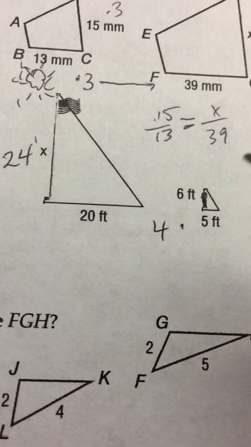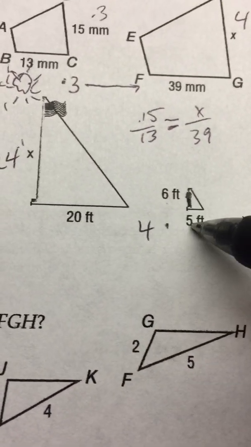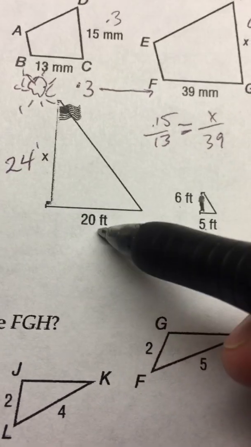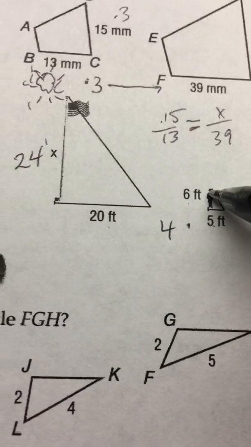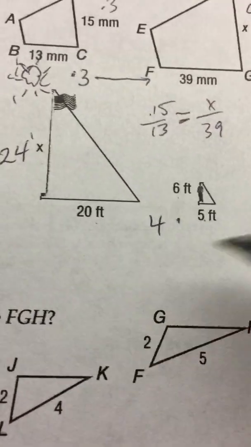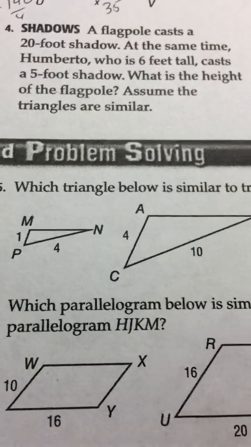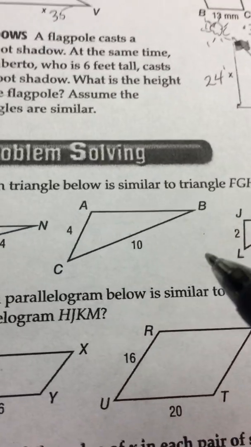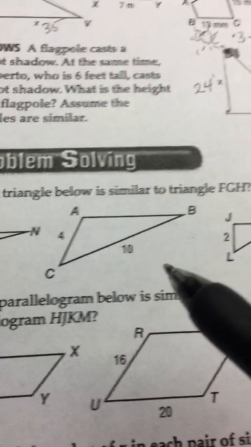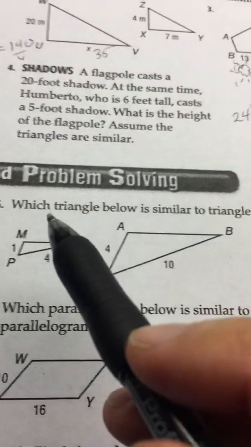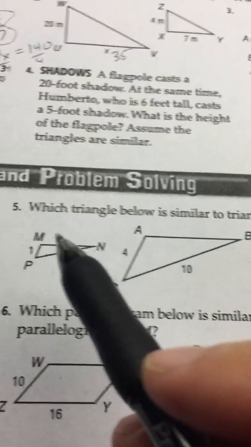Now, you could have also made a proportion out of this. You could have said 6 over 5 is equal to x over 20. Or you could have said 5 over 6 is equal to 20 over x, as long as you're consistent with the way you set those up, right? Okay, and then do that proportion little butterfly thing if you wanted to. Which triangle below is similar? So if you want to, go ahead and give these a whirl and come back and we'll check them here in just a sec. So go give these a whirl, pause your video, come on back when you're done.